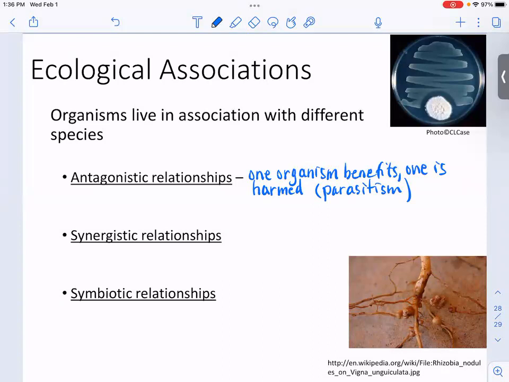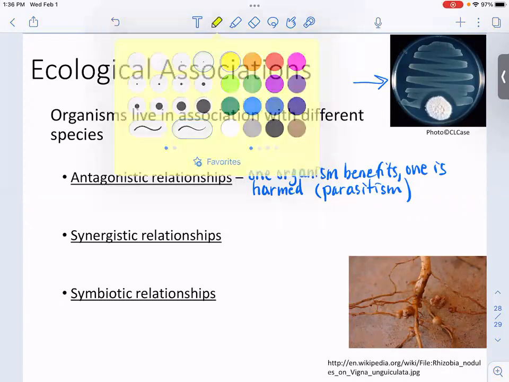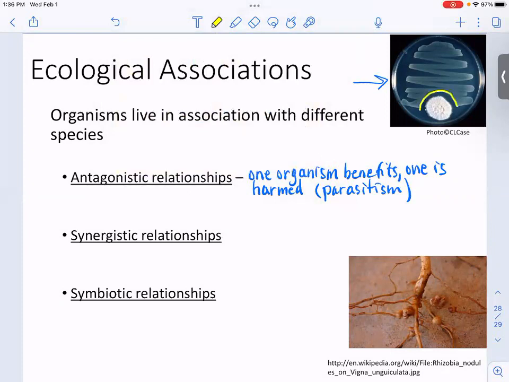Here's an example. This top picture here, that big white spot is some mold that's growing on a plate of some bacteria that's streaked out there. And if you look closely, there's kind of a zone around the mold where there's no bacteria growing. That mold is secreting something that's antagonistic to the growth of that bacteria, probably some antibiotic.